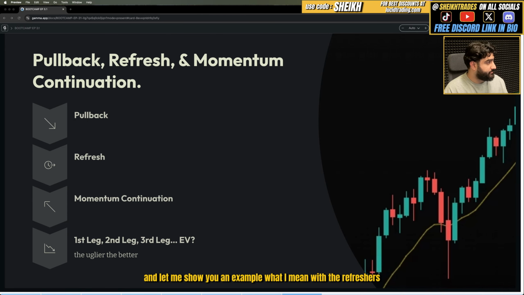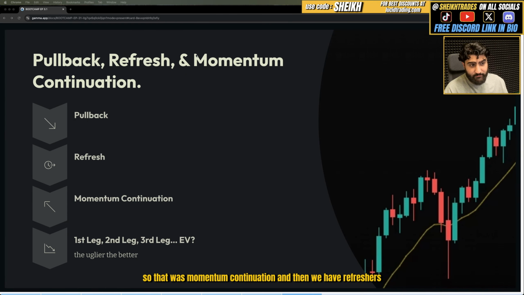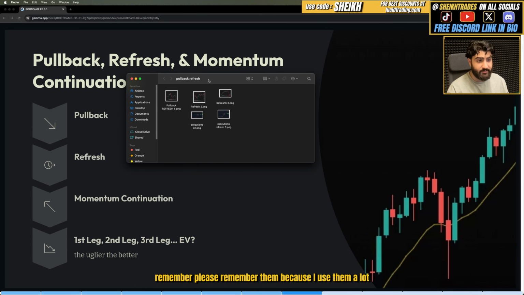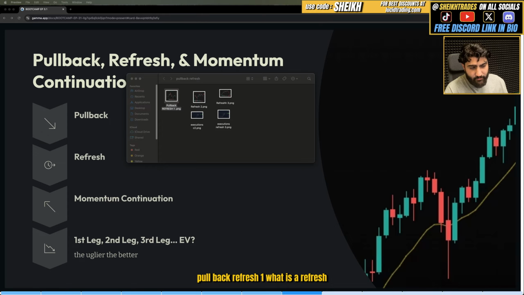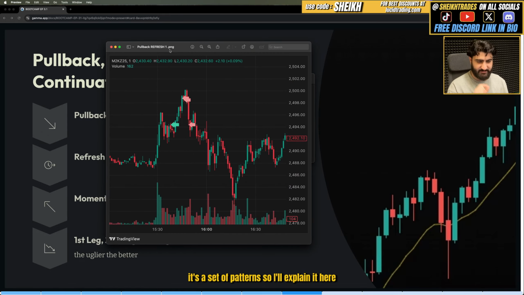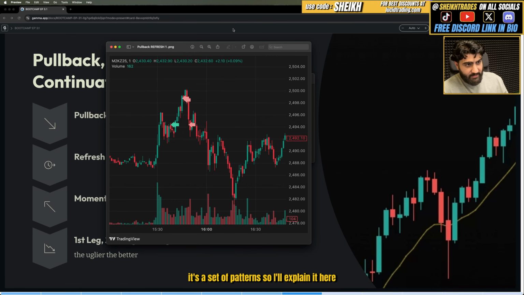And then let me show you an example of what I mean with the refreshers. So that was momentum continuation. And then we have refreshers. Please remember them because I use them a lot. Pullback refresh 1. What is a refresh? It's a set of patterns. So I'll explain it here.